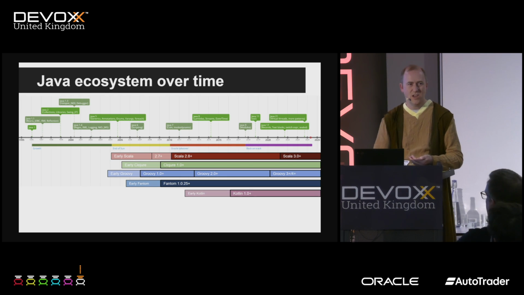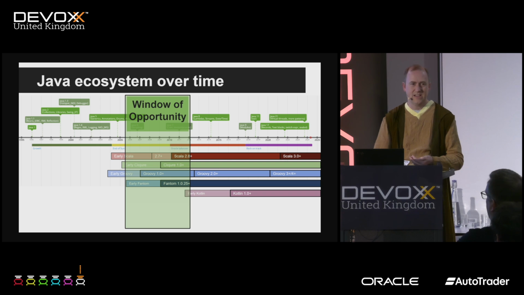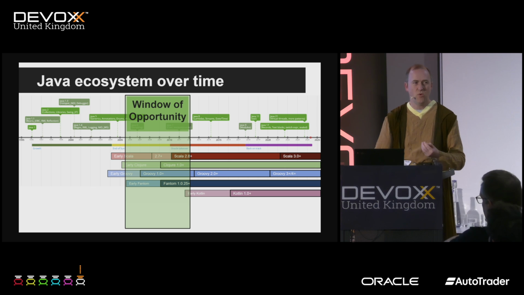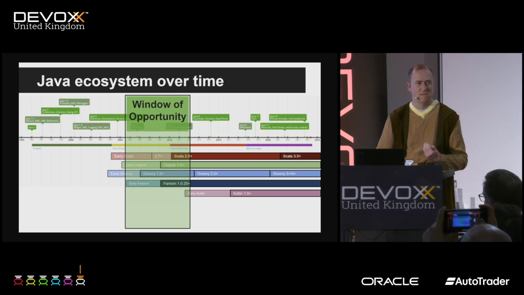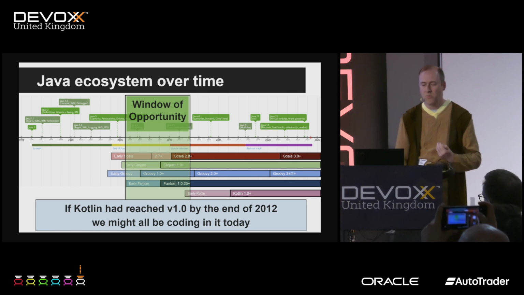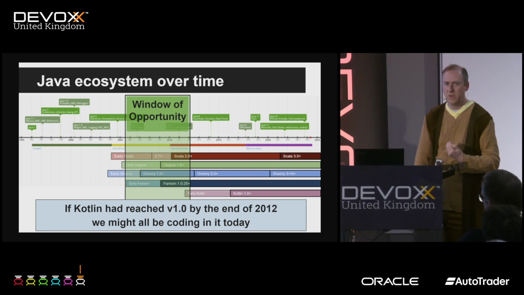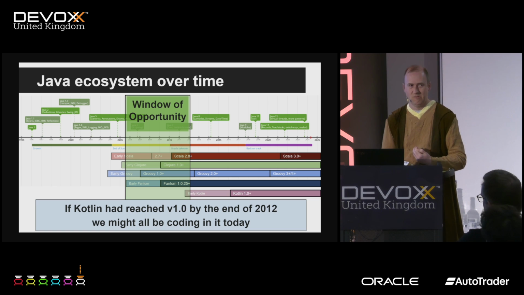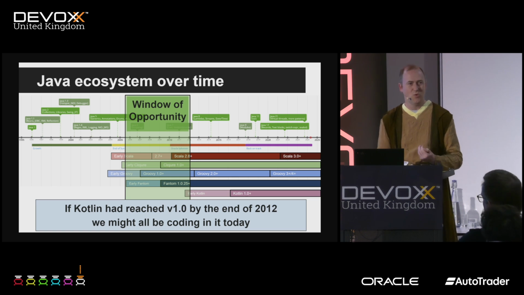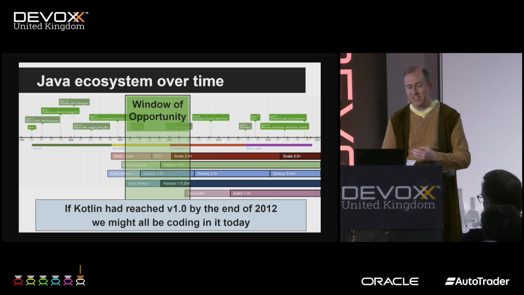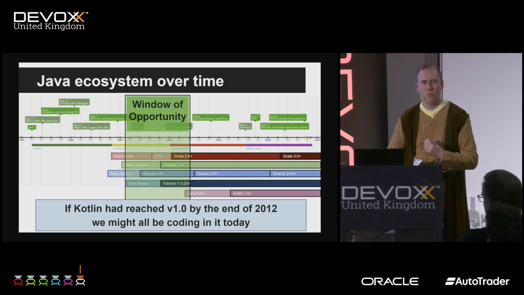So you see, here's the timeline, and that was the window of opportunity. That is the point in time we can look at with hindsight and say, that's the moment when people were looking at other languages and were probably willing to adopt it. If Kotlin had been 1.0 by the end of 2012, we might all be writing Kotlin now. Now, I know that won't please Kotlin supporters, but that's my take on it, that it was fundamentally after the moment at which it could have been, that Java 8 killed that opportunity.